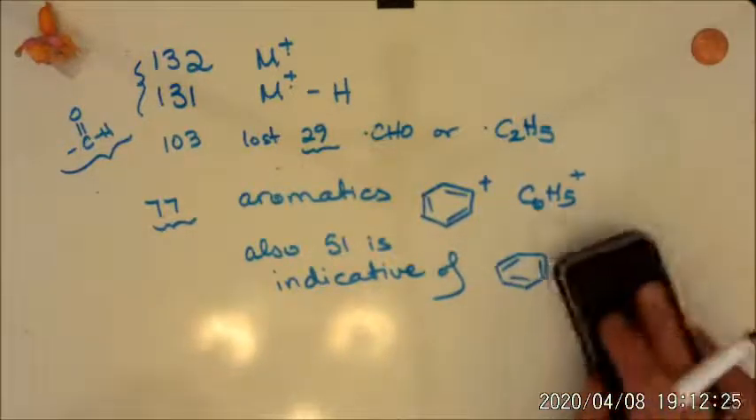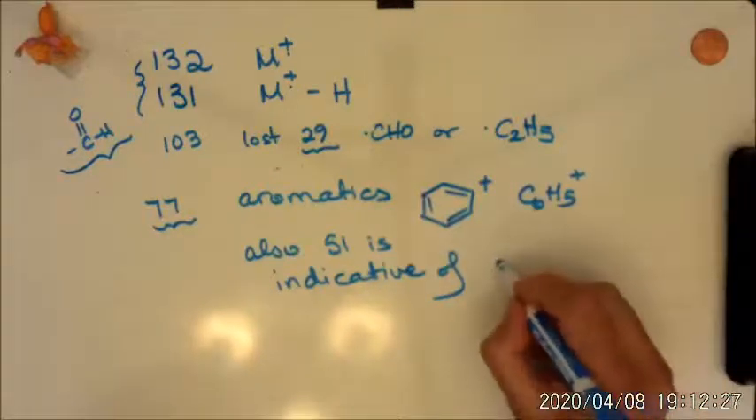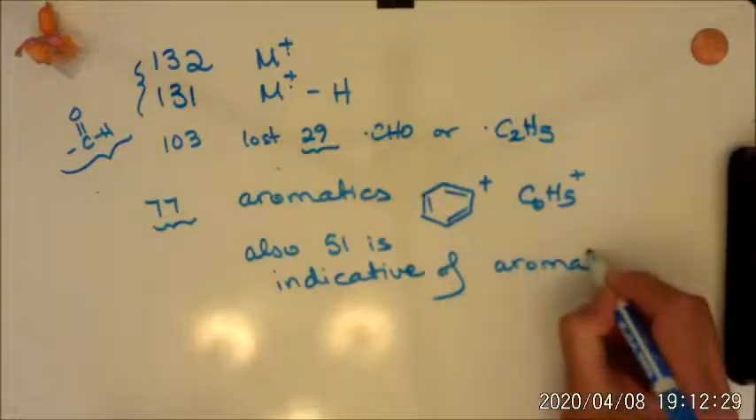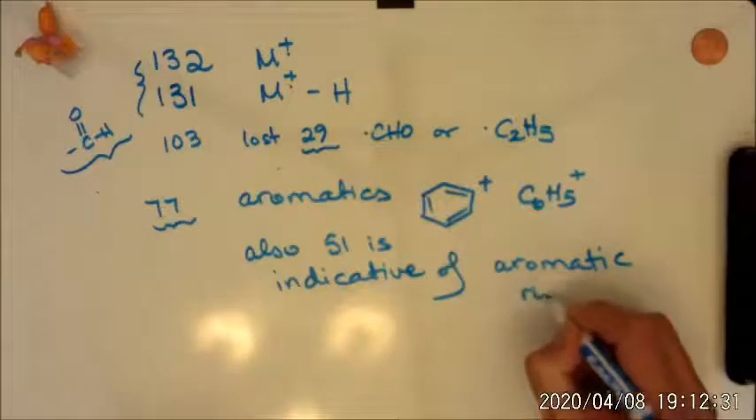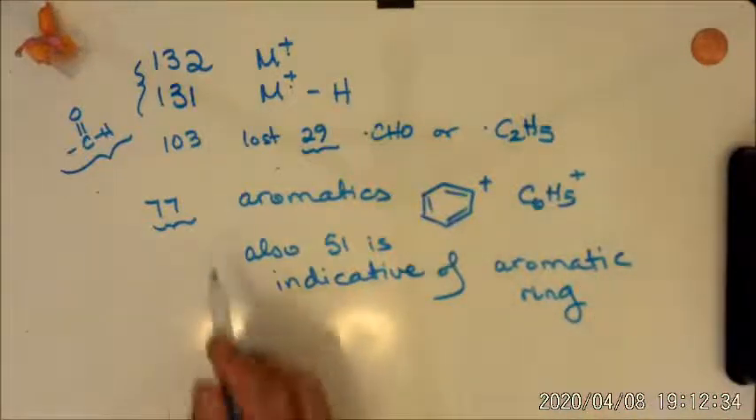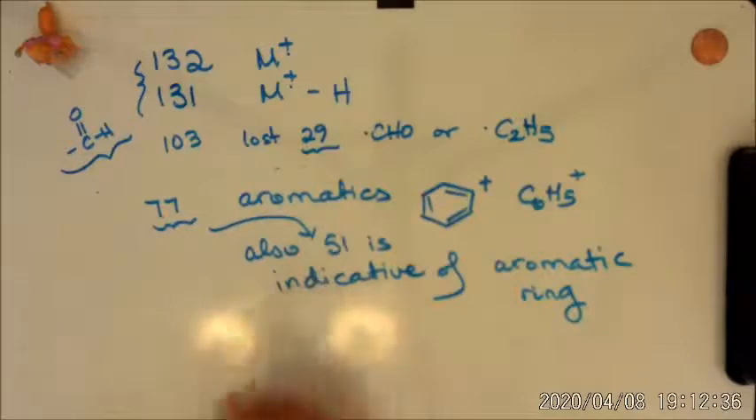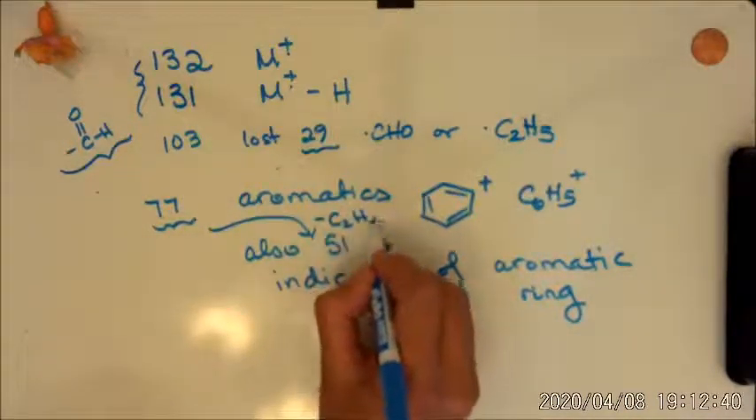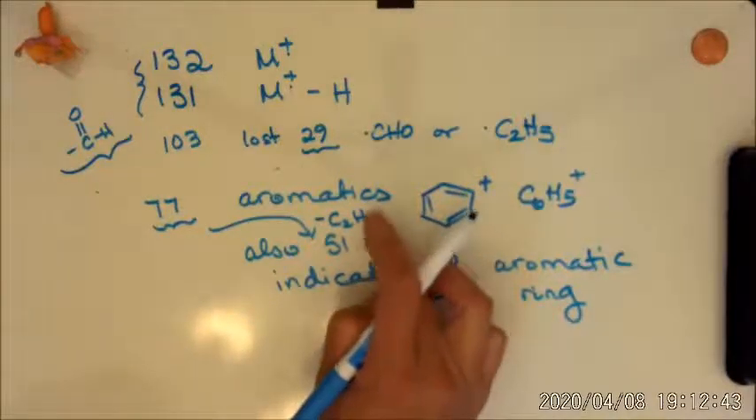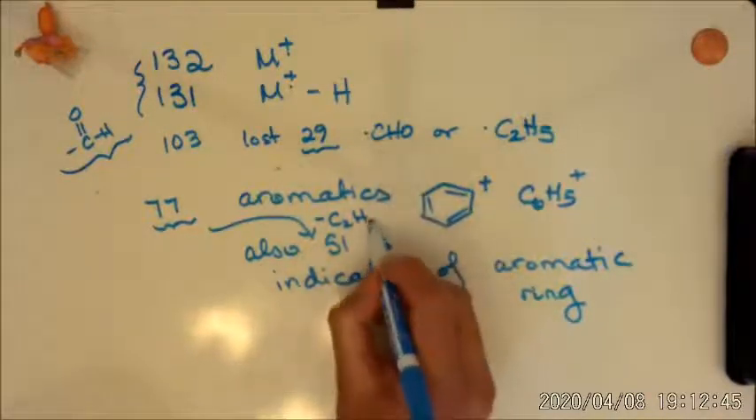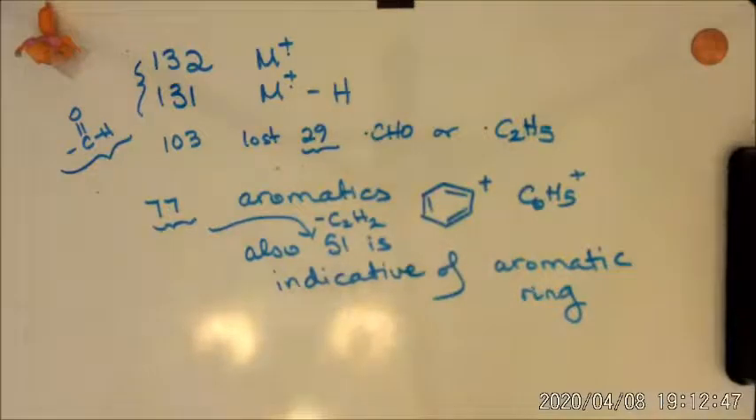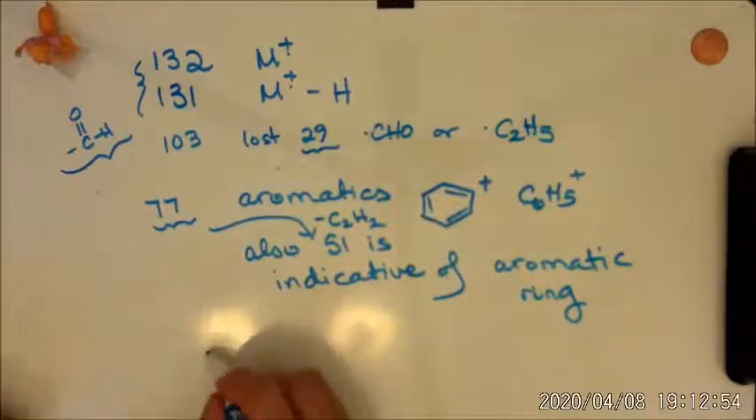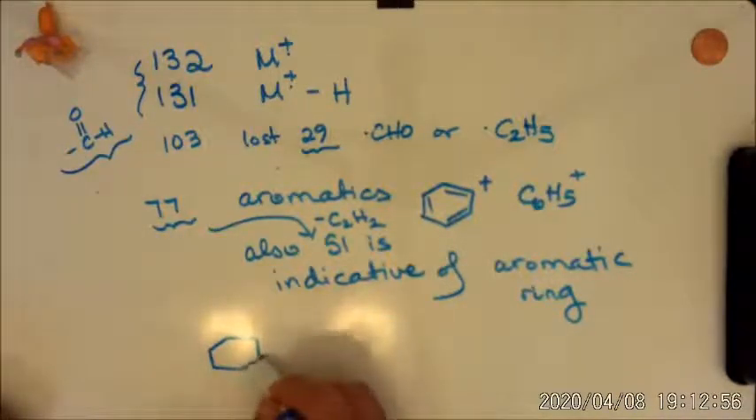Let me just write it out, of aromatic ring. Okay, so when this rearranges and it loses C2H4, H24, so C2H2. Okay, so we do see this peak, although we don't need to assign it. So what's going on here? So it looks like I have an aromatic ring.